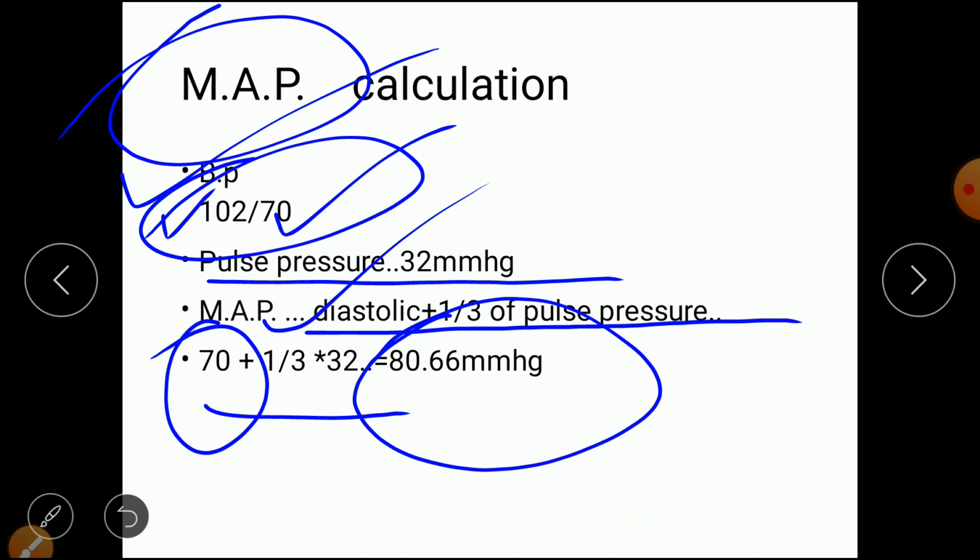Now, why can we calculate this mean arterial pressure? It is helpful during exercise. If the mean arterial pressure increases during the exercise, or if the patient can do the exercise but the mean arterial pressure is not in the normal range, then we see adverse effects during and after the exercise intervention in the patient. So whether further exercise can be given to the patient or not, we can decide by this calculation of the mean arterial pressure.